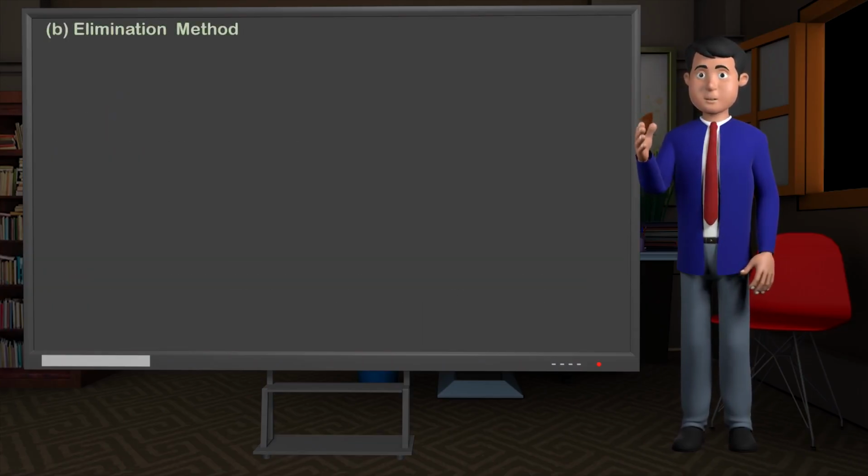B. Elimination method. This is another method for solving a pair of linear equations in two variables where one of the two variables is eliminated or removed by equating its coefficients. This results in a single equation which can be solved to get the value of other variable. Let us understand this method with help of another example.